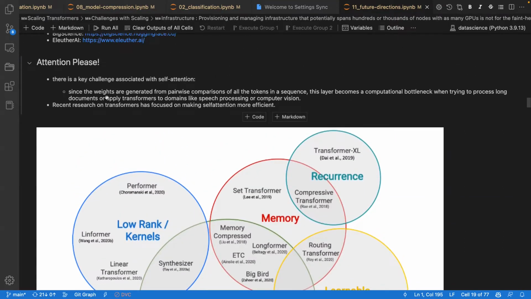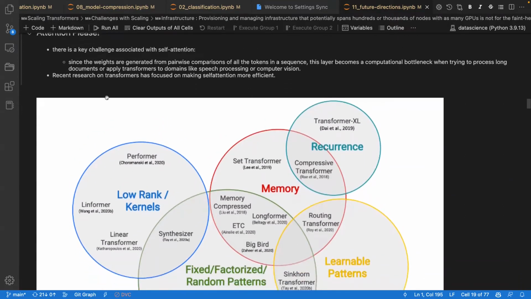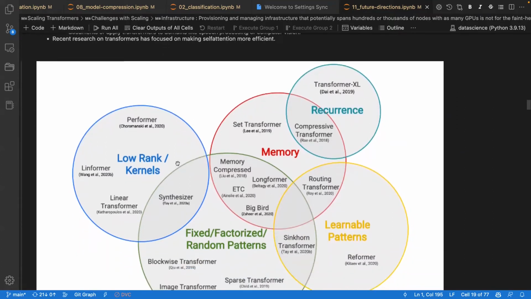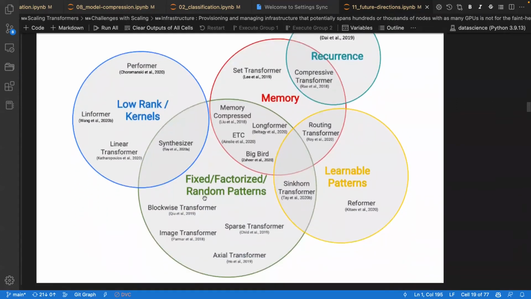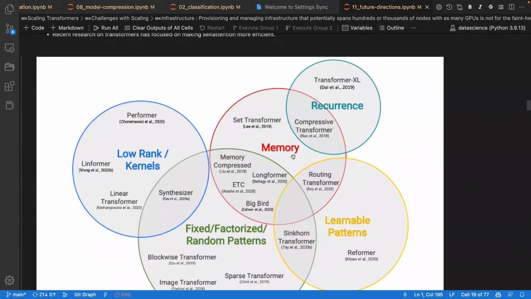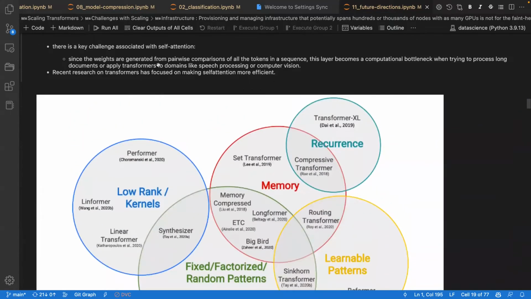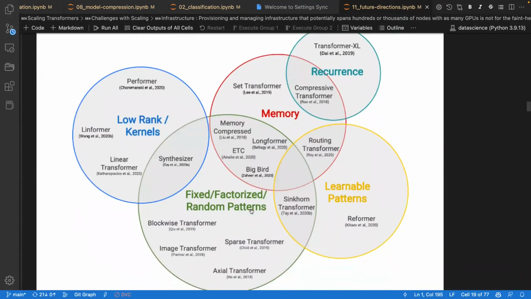So this is a challenge, but they say the future research direction people are taking is how they can make this kind of comparison more efficient. These are some of the works they are trying, like the Performer transformer, where they try to avoid this pairwise comparison to make it more efficient.